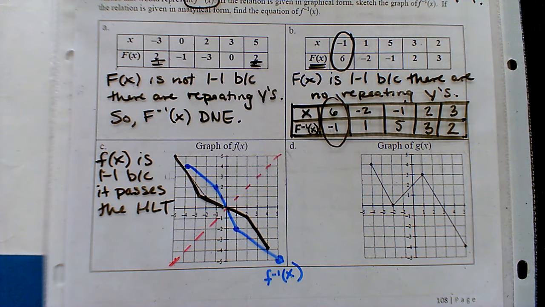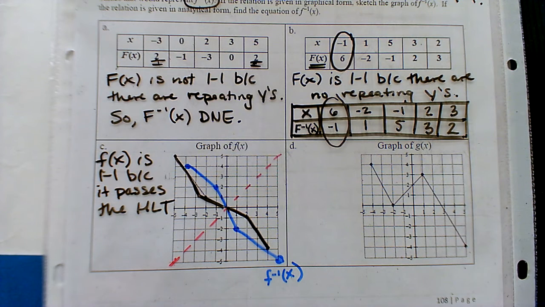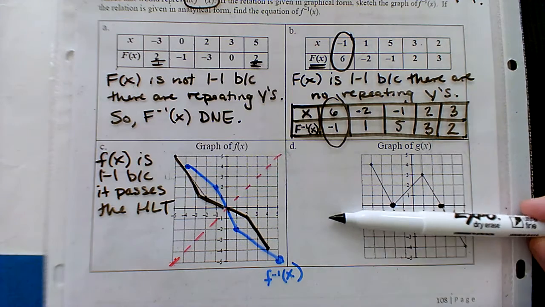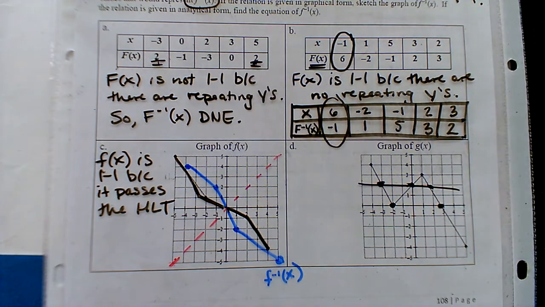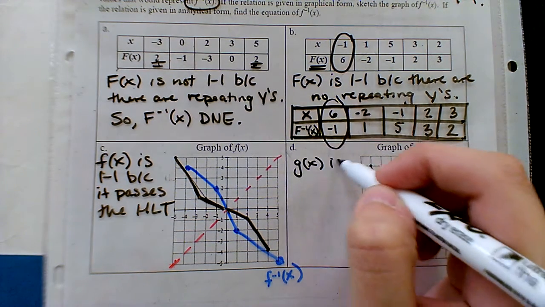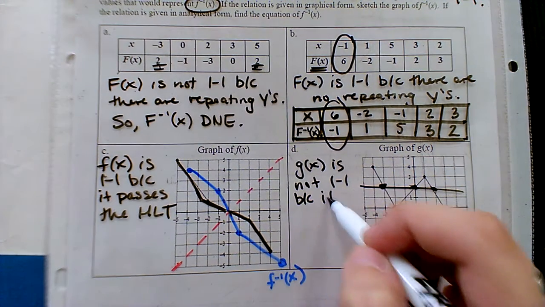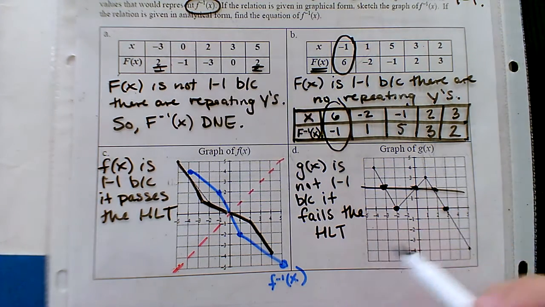Is that graph of g of x 1 to 1? You're shaking your head no. Why? It touches what? It touches at 0 twice. Okay, so there's one spot where it doesn't pass the horizontal line test. It actually touches 3 times if you go a little higher, but you just need one spot where it doesn't work. So we can say g of x is not 1 to 1 because it fails the horizontal line test.